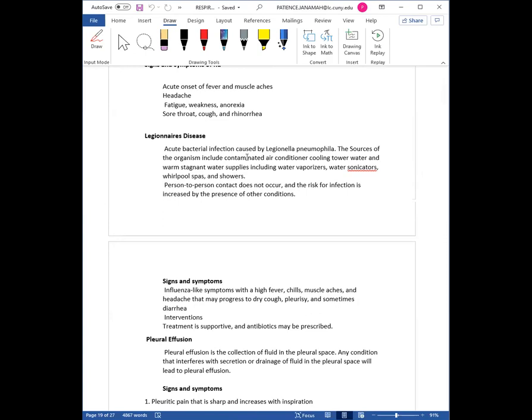So the source of this bacteria is contaminated water, air conditioners, cooling systems, and warm, stagnant water supplies, including water vaporizers, water sanitizers, whirlpools, spas, and showers. In this case, it does not have to be person-to-person contact, and the risk for infection is increased by the presence of other conditions. So if you already have symptoms of flu and you got in contact with this bacteria, the risk is higher for you to get it. So it's mostly found in water bodies, like I said the last time, throughout the pipelines.